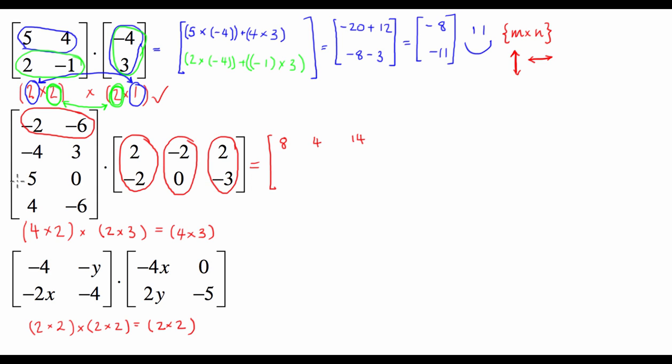Now, let's change color, and we're going to go to the next row. So first of all, we're going to go to the next row times this one. -4 times 2 is -8, 3 times -2 is -6. -8 minus another 6 is going to be -14.